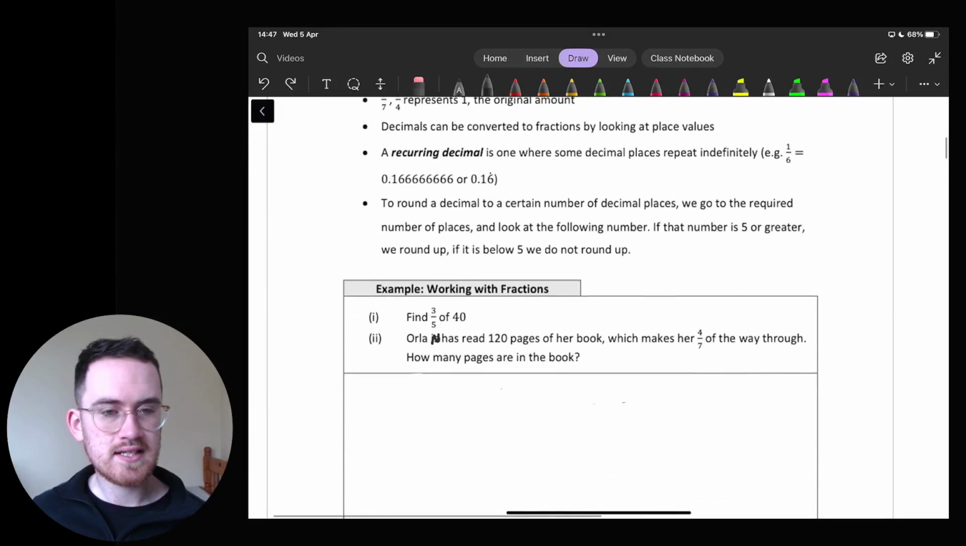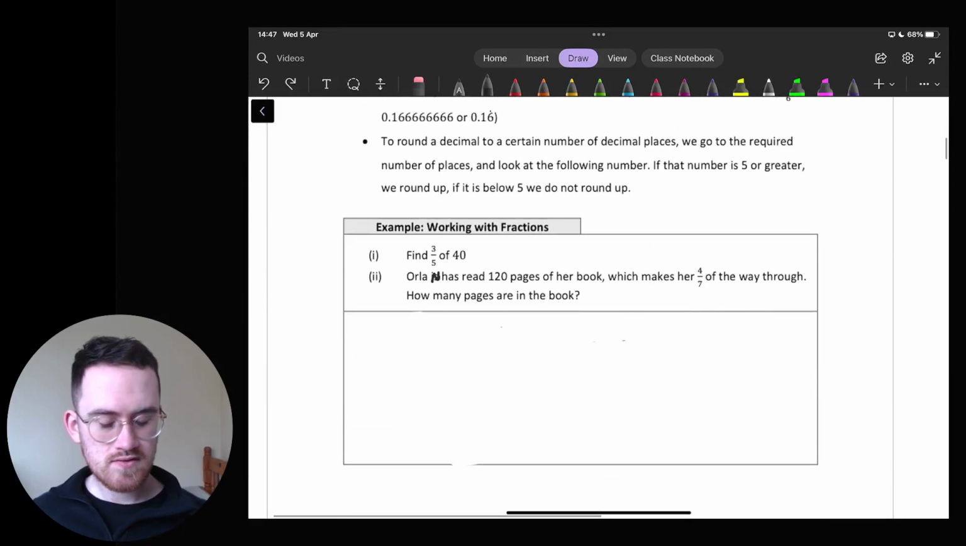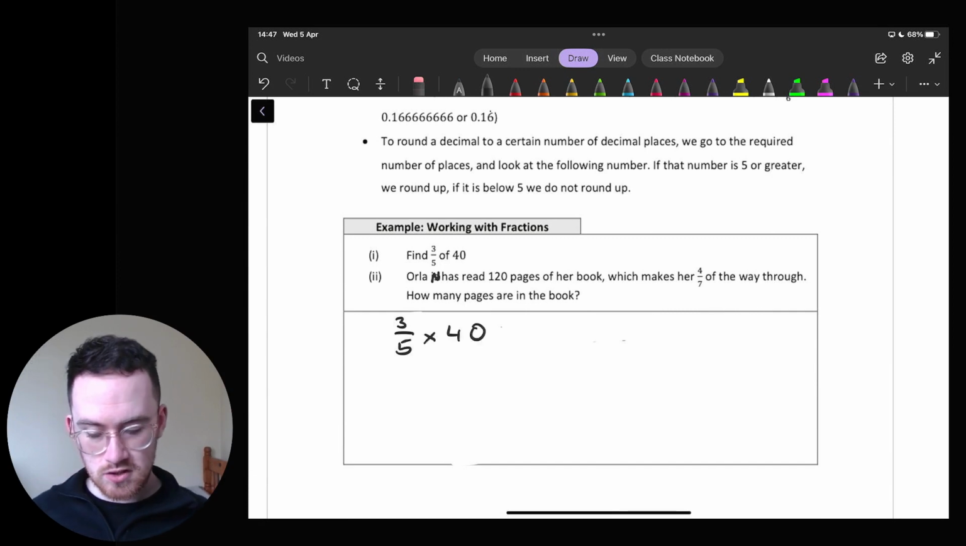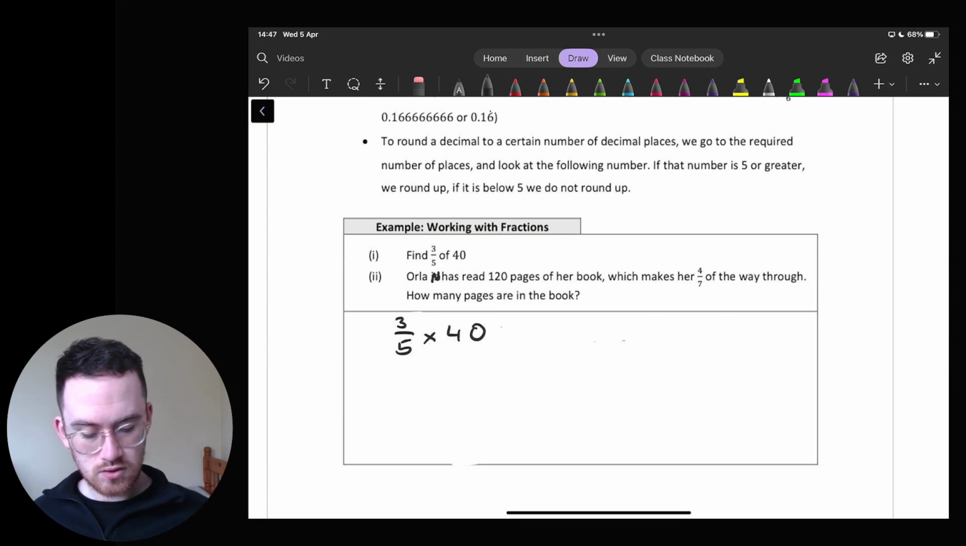So looking at these few examples that we have, we're going to find 3/5 of 40. So we take our question, 3 over 5. If we're trying to find a fraction of a bigger number, that means multiplying. So we're finding 3/5 of 40, we multiply the two numbers that we have, and we get an answer of 24. That's the first part.